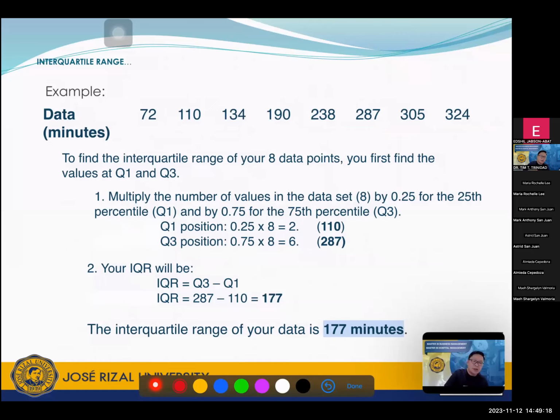I will give you an example. This is a set of data. Your scores, for example, you took an exam. The scores are 72, 110, 134, 190, 238, 287, 305, 324. Find the interquartile range value. How are you going to do that? Doc Apple, can you still remember how to do that? There are steps, Doc.